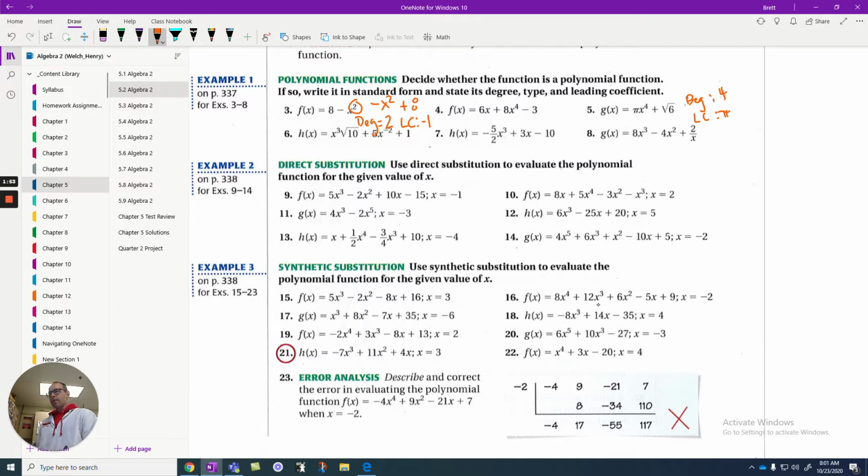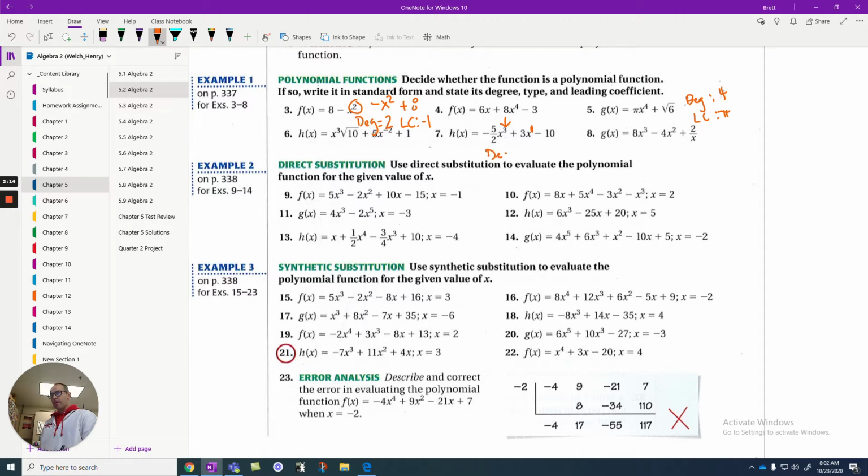This last one here, we can see that we have x to the third, and we have x to the first. Okay? So we got a 3 and we got a 1. This is already in order, so third, then we're missing our x squared, but if it's not there, it's not there. As long as we're not adding something else in, we're good there, and then a negative 10. So it's already in order.